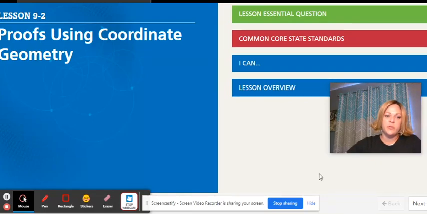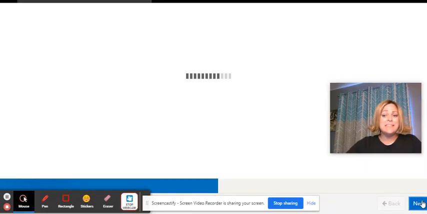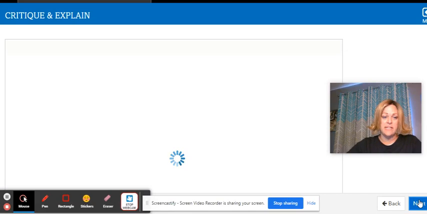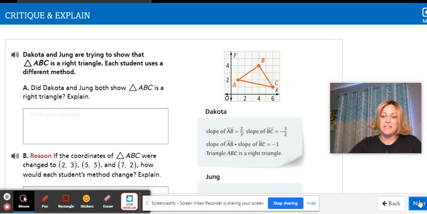Lesson 9.2, Proofs Using Coordinate Geometry. This lesson is very confusing for a lot of kids. So keep in mind, this is a conceptual lesson to make sure you understand the concepts and the big ideas of proving things on a coordinate plane.